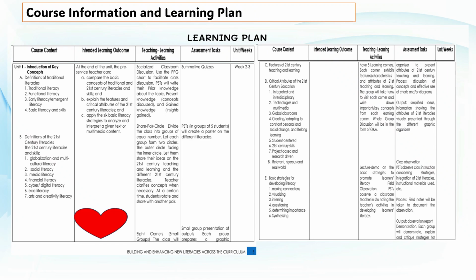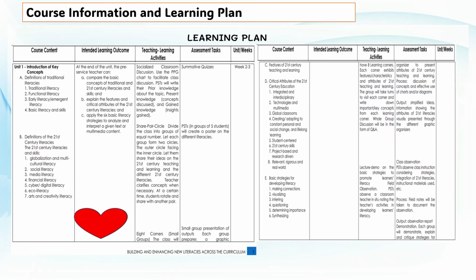Part D: Critical Attributes of 21st Century Education. The critical attributes emphasize collaboration, creativity, critical thinking, and communication. Learners are expected to connect knowledge across disciplines and apply learning in authentic contexts. Activity: whole group discussion in the form of a question and answer session. Output: graphic organizers presenting the attributes of 21st century education. Assessment and evaluation. Evaluation will focus on participation in discussion and the quality of the graphic organizers.